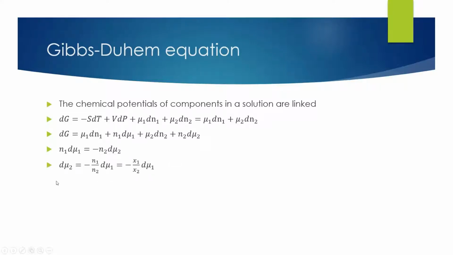We can rearrange that to find that the chemical potential of substance 2 changes in an opposite way to the chemical potential of substance 1 based on the ratio of moles. And we can also write that as the mole fraction. So if the chemical potential of substance 1 increases by a certain amount, the chemical potential of substance 2 will decrease by a different amount based on the number of moles of substance 1 and 2 in my solution. And we'll see some applications of this in the next lecture.